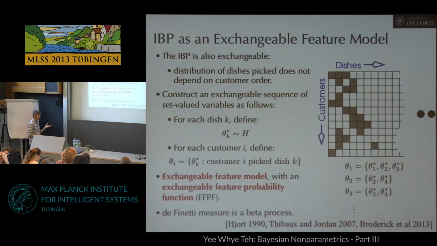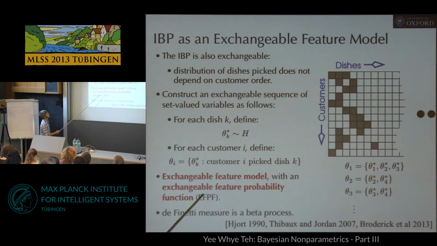So once we have an exchangeable object like this, one question might be, how can we construct an exchangeable sequence of random variables and use this to relate to de Finetti's theorem? One way you could do this is to construct an exchangeable sequence of random variables, but one for which each random variable is actually going to be set valued. It's basically going to be the set of features that each customer has.